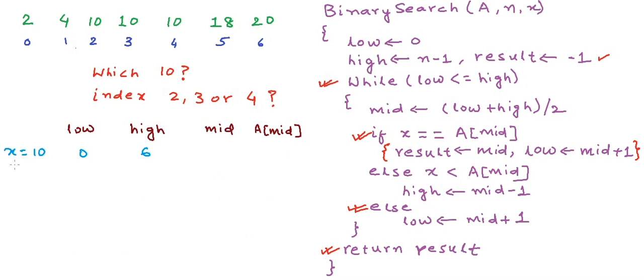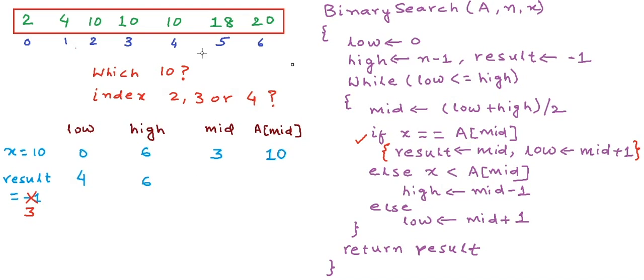So once again we start with low 0, high 6, and we also start with result -1. -1 means that we have not found x in the array so far. Now mid would be 3 and the mid element would be 10. We are executing the while loop here. Now we come to this condition, x is equal to a[mid]. So first we modify our result. We found an x at index 3 and then we modify low to mid + 1, which will be 4.